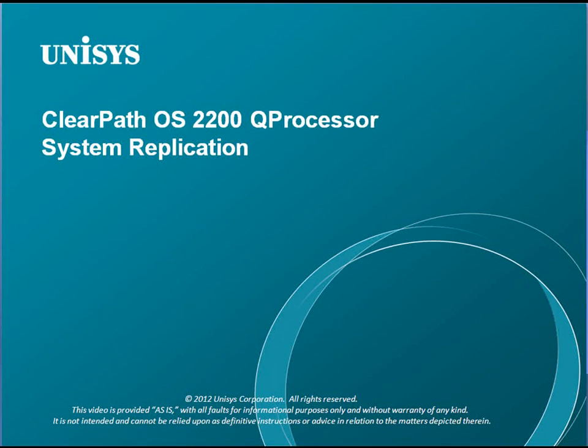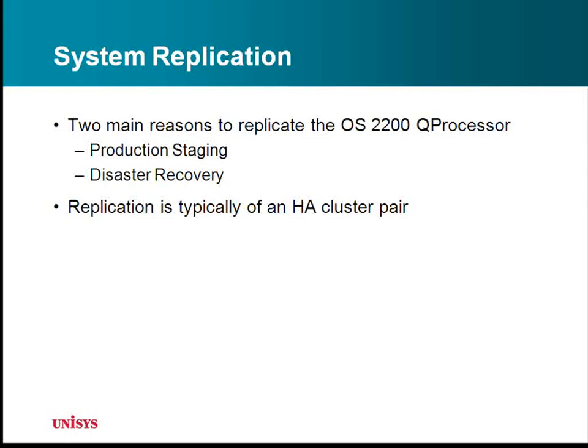OS 2200 QProcessor System Replication. In this presentation, we'll review the various tasks to perform system replication. The two main reasons to replicate the OS 2200 QProcessor may be for production staging and disaster recovery. Replication is typically done of an entire HA cluster pair.